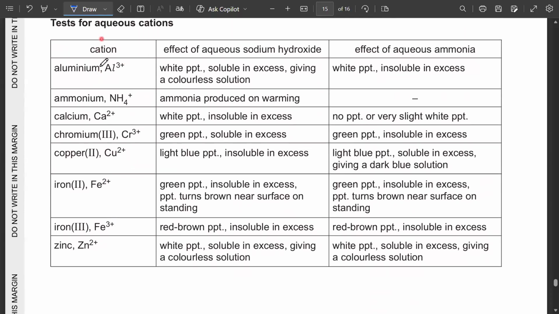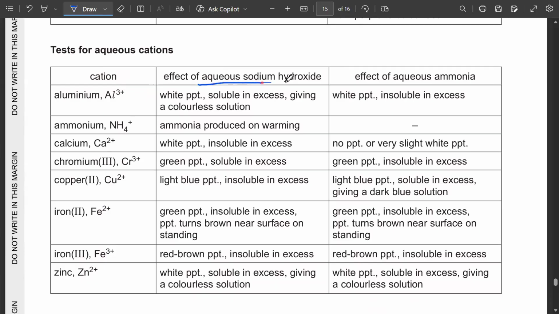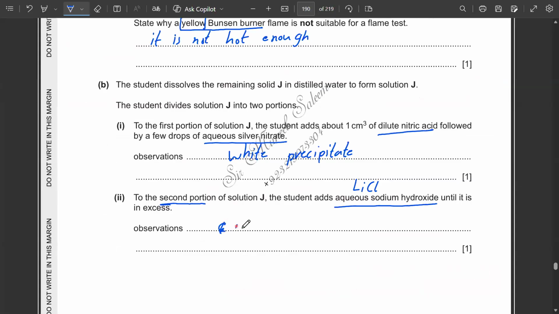In the cation part, we see there is no test of sodium hydroxide with the lithium ion. Although there is a test of aqueous sodium hydroxide, there is no lithium ion in this whole list, which means you do not have any observations to tell. So in this case, you will simply write that there is no change. No change. You cannot say there will be no reaction, but you will say there will be no change. That's what you will write here, no change.